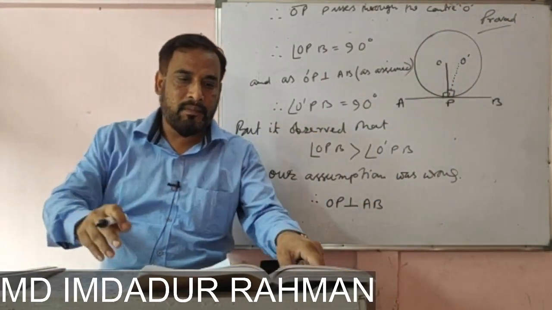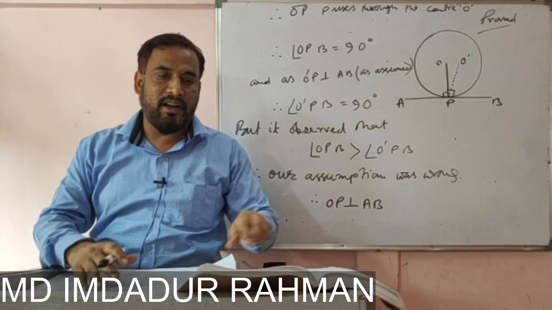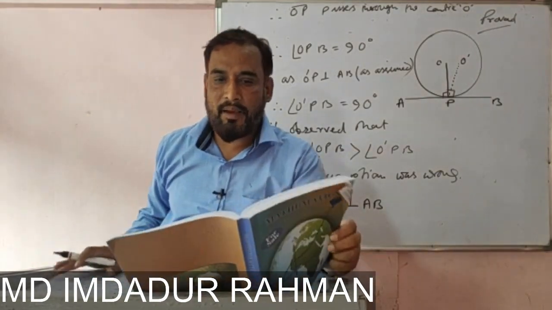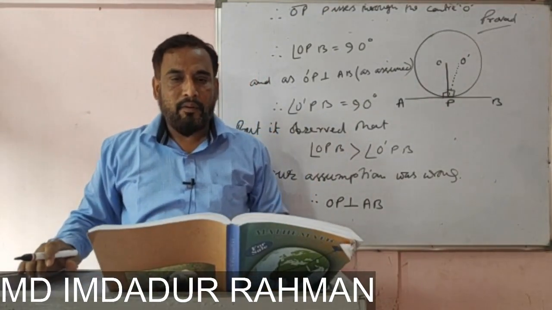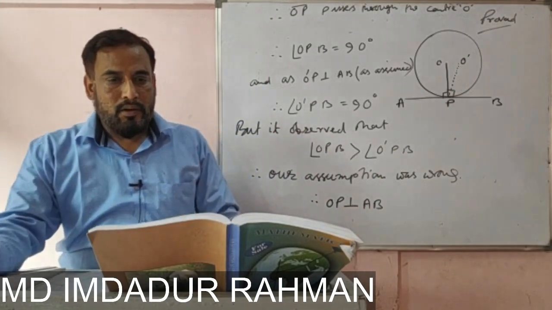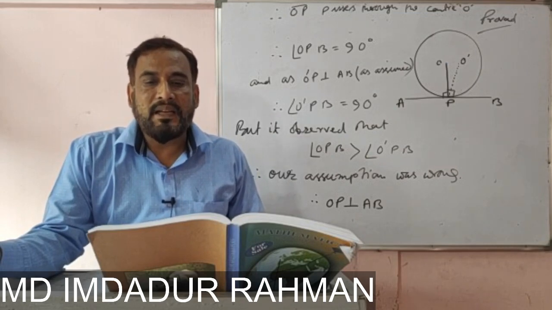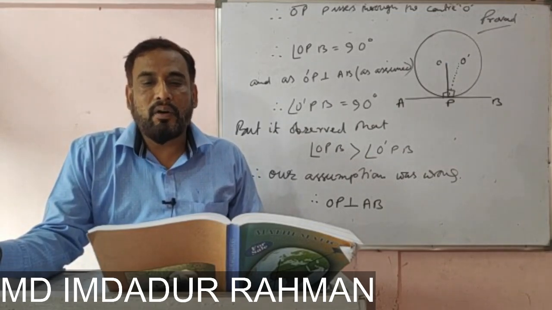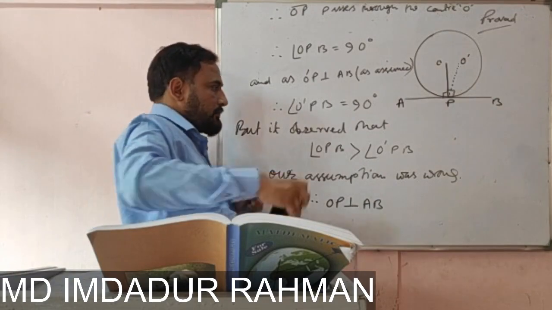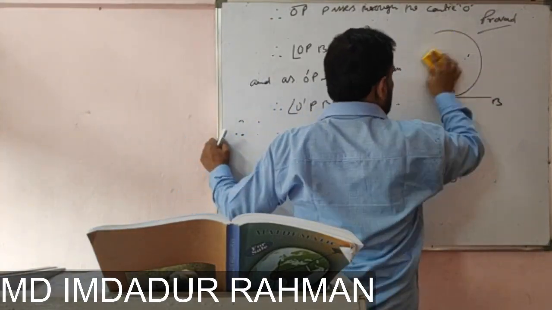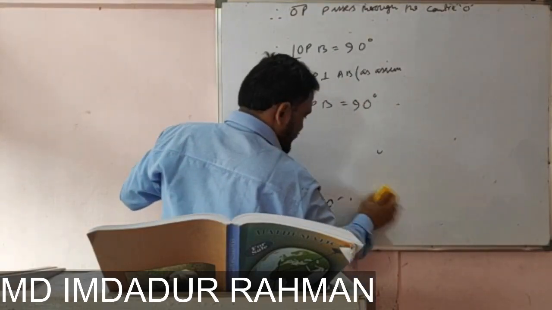So question number 5 is finished, and question 6 you have done. Last day I have given hints. Now we will go for question number 7. Two concentric circles are of radii 5 cm and 3 cm. Find the length of the chord of the larger circle which touches the smaller circle. Let us try to solve this question number 7.